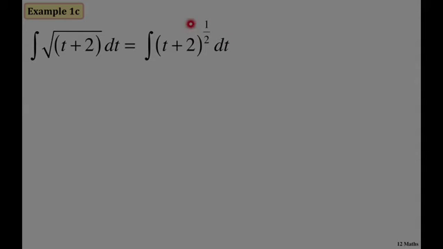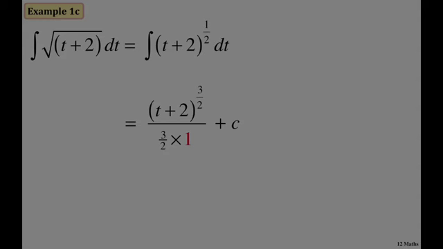Now what's 1 added to a half? Becomes 1 and 1/2. But 1 and 1/2 I prefer to write as 3/2. We prefer to write them as improper fractions. So now we're going to divide by the new power as well as the derivative, and the derivative of t is 1. So there's the new power multiplied by 1. Don't forget the plus c.